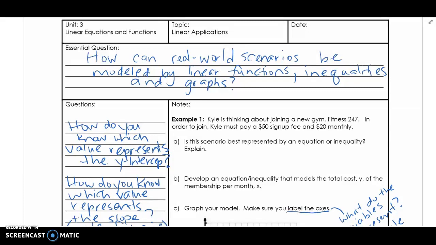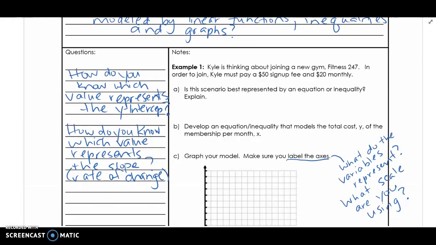Kyle is thinking about joining a new gym. In order to join, Kyle must pay a $50 sign-up fee and $20 monthly. They're giving us an exact value for the sign-up fee and an exact value for his monthly rate. How do you know which value represents the y-intercept? The y-intercept is a one-time fee. So $50 sign-up fee, he only has to pay that one time. He pays that to start with.